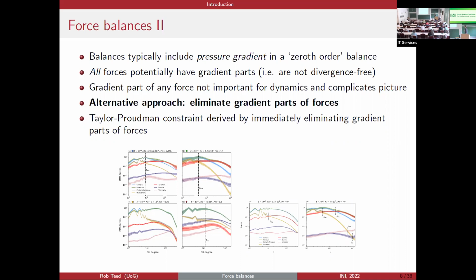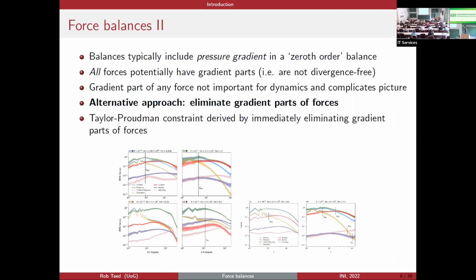So I would argue it's not right to only think about geostrophy, and we talk about geostrophy a lot, because at large scales, at least, the Coriolis force balances pressure. But actually what's important is the sum of the gradient parts of all of the forces balance the pressure gradient.